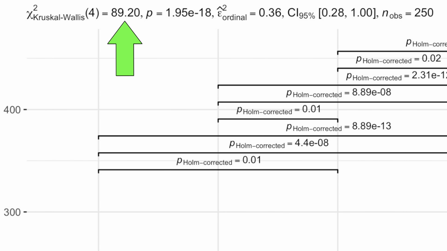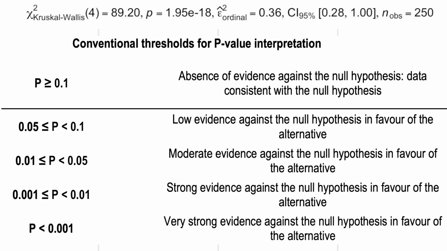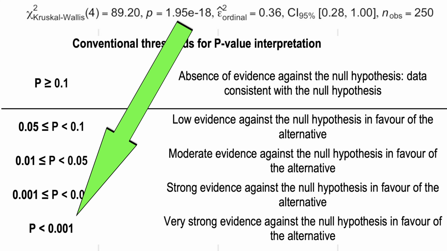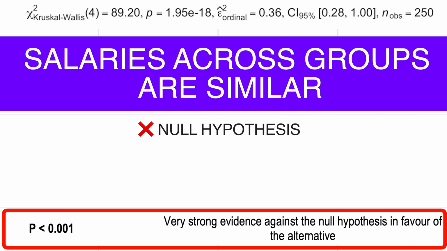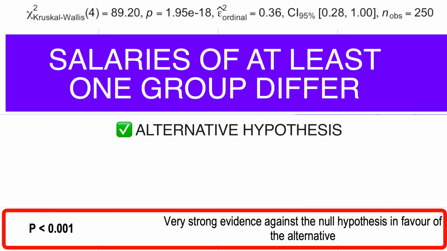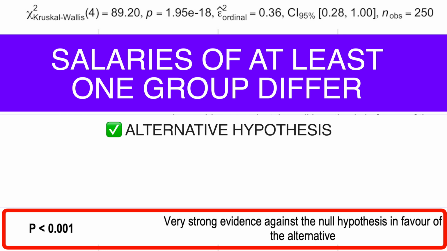The chi-squared test statistic and the degrees of freedom were previously used to manually calculate the p-value. But nowadays, since p-values are always calculated by software, we can safely ignore them. Our very small p-value shows very strong evidence against the null hypothesis that salaries across all groups are similar, in favor of the alternative hypothesis that salaries of at least one group differ.